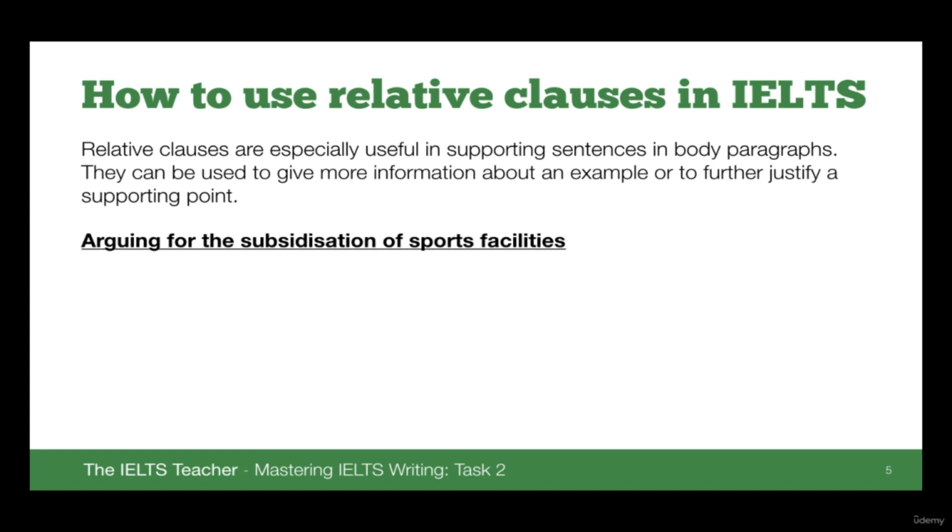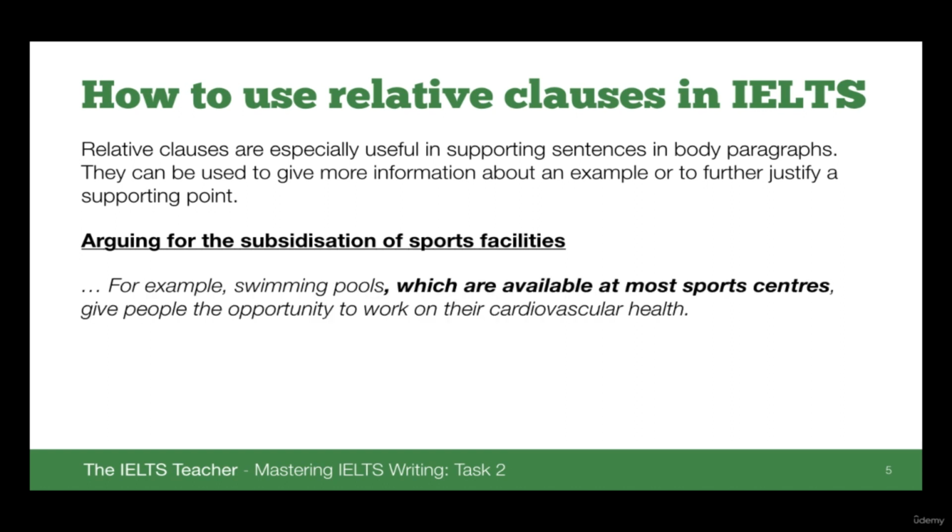First of all, the subsidisation of sports facilities, arguing for this. For example, swimming pools, which are available at most sports centres, give people the opportunity to work on their cardiovascular health. Here, maybe we're trying to support the argument that subsidising sports facilities will improve public health. So by arguing that swimming pools, which are part of sports facilities, as seen in the non-defining relative clause, can improve our cardiovascular health, we are then supporting that argument.